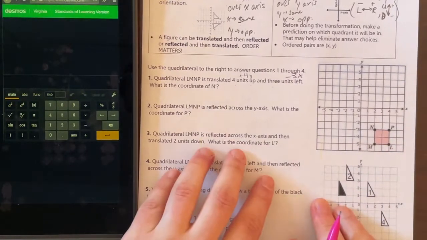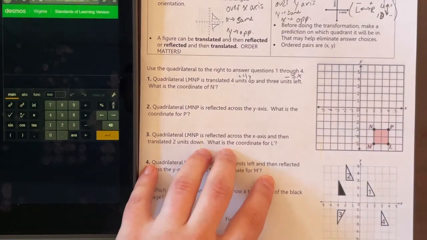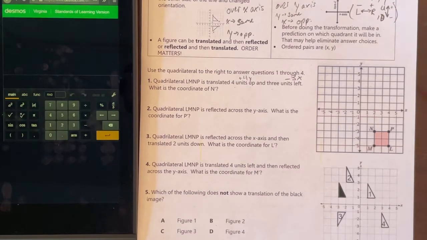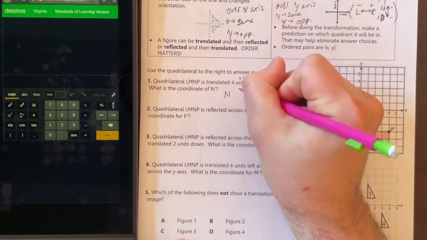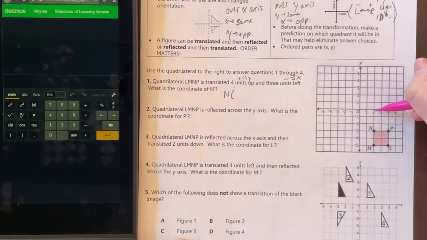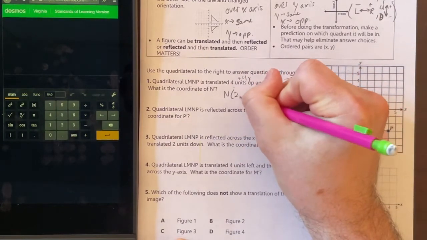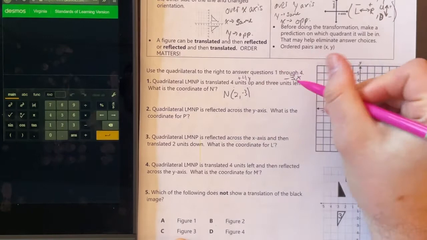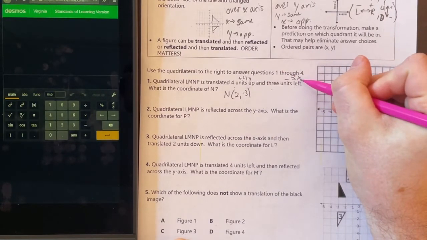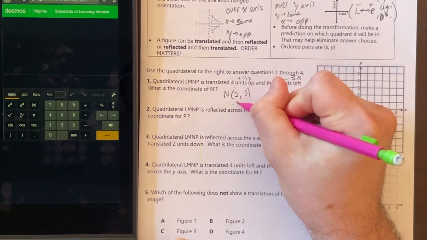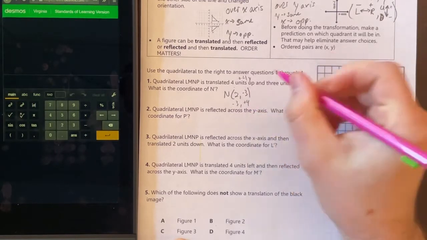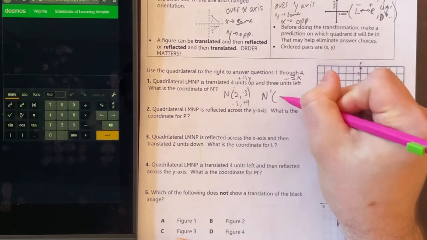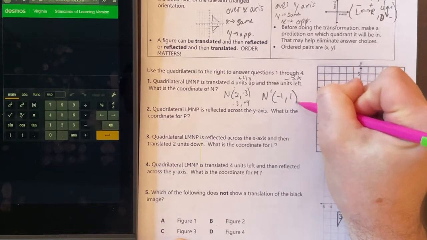So what is the coordinate of N prime? Let's actually list off what we currently have. N original is going to be 2, negative 3. Again, we subtract 3 to the x, so let's do minus 3 and then plus 4. So our N prime is going to be negative 1, positive 1.